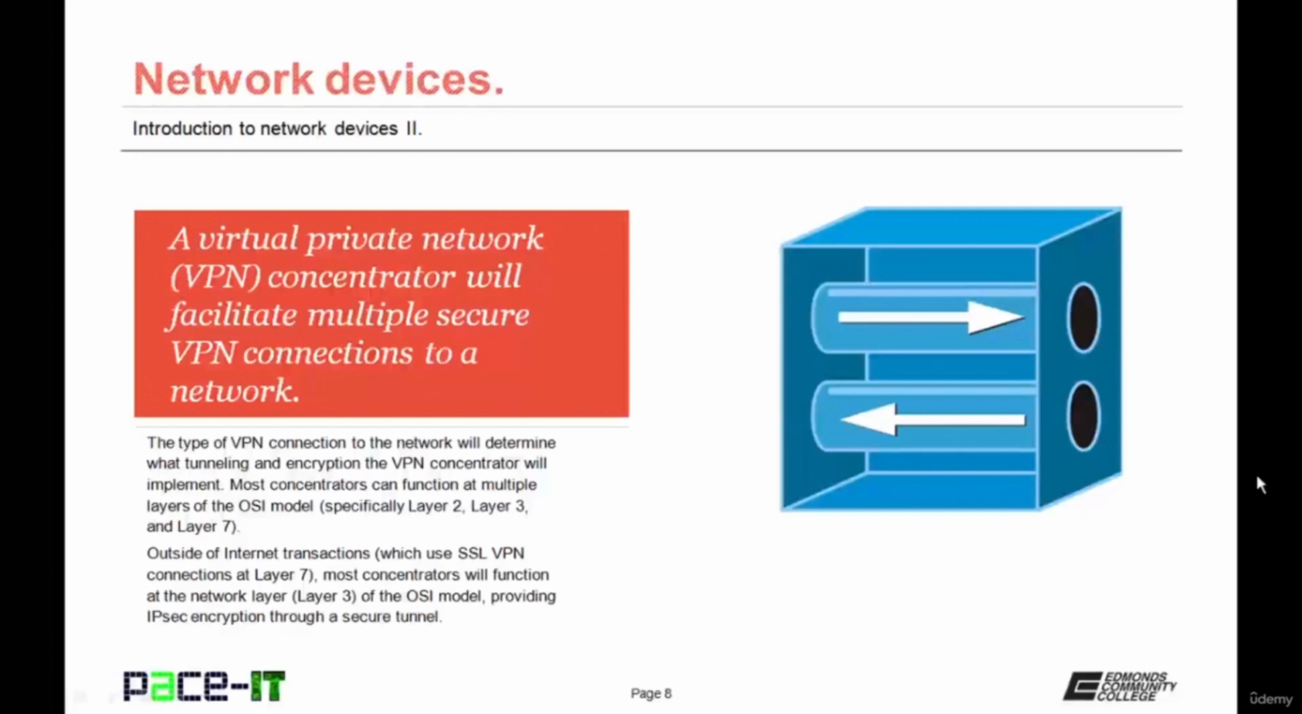Most concentrators can function at multiple layers of the OSI model, specifically at layers 2, 3, and 7. Outside of an internet transaction, most concentrators will function at the network layer, or layer 3 of the OSI model, providing IPsec encryption through a secure tunnel.